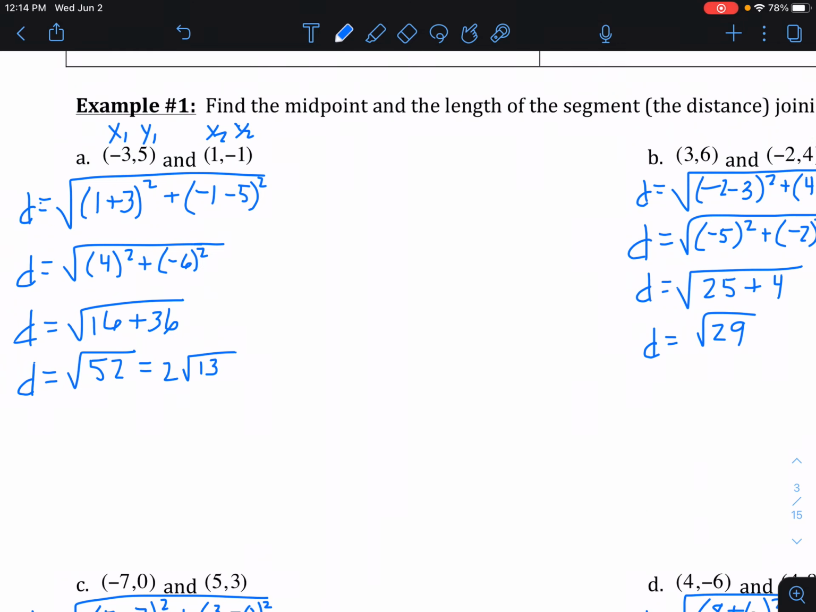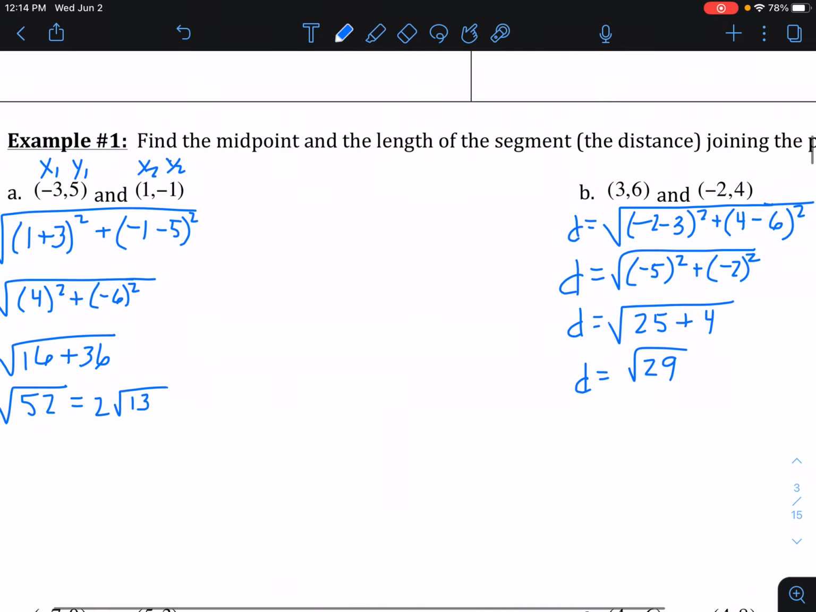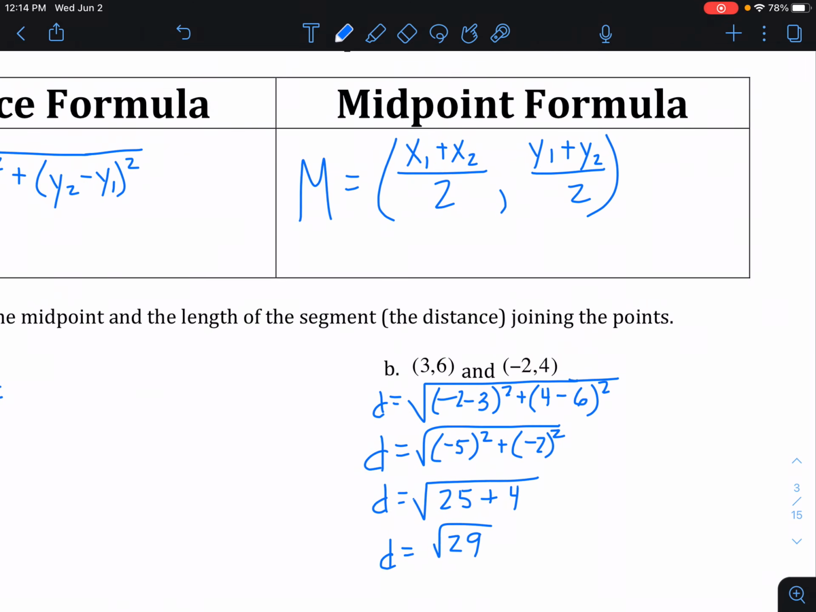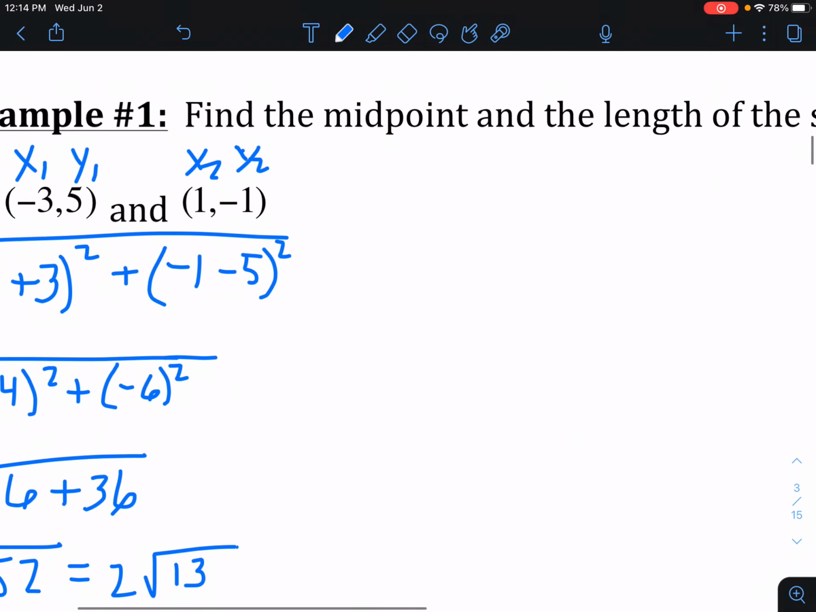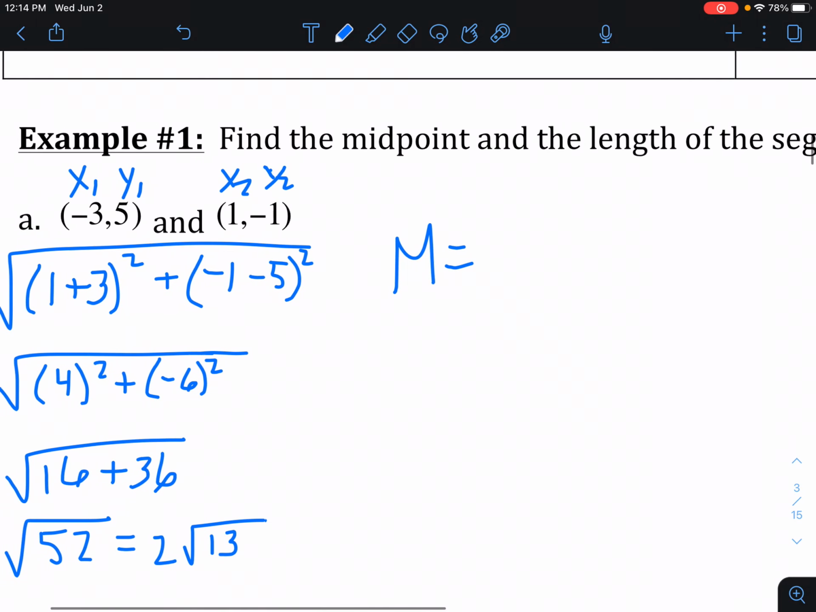All right, now let's take a look at the midpoint formula again. Remember to find the midpoint, that's if we were to plot a point between the 2 points. So our answer is going to be written as an ordered pair. So we're going to add the x's, divide by 2, and add the y's, divide by 2. So remember, big M for midpoint. Don't use a little m. Little m is slope.